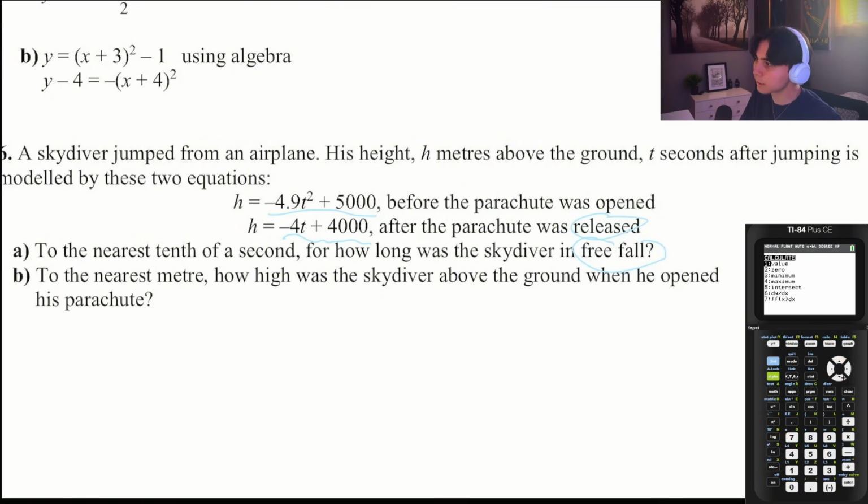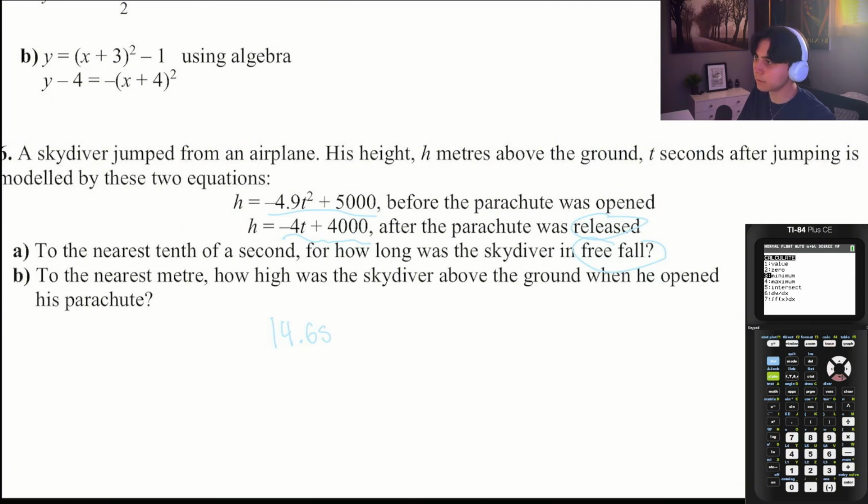again, I'm gonna go second trace and intersect. Now we're gonna find the intersection between these 2 points. So I'm gonna get just about on the dots, and we get 14.6 seconds as one of my answers.